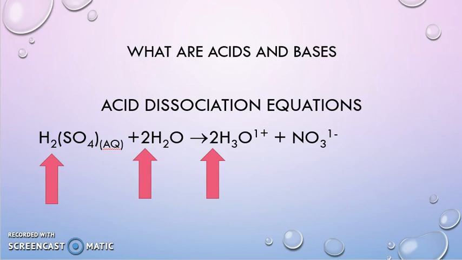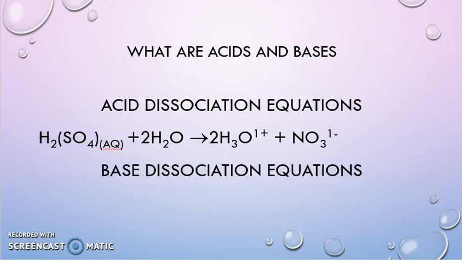Let's take a look at the base equivalent. A base dissociation equation is a little bit more of a simple thing. If you have something like KOH, which is marked as being aqueous, it will simply break apart into its ions, K and OH. Because these are both large and fairly stable ions, they don't need to react or bond with anything. They just simply fall apart into the solution. So they're usually pretty simple.